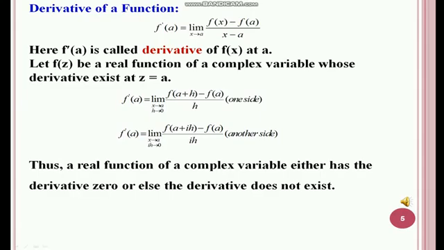Let f(z) be a real function of a complex variable whose derivative exists at z = a. Then f'(a) is on one side real. The formal definition is f'(a) = limit h tends to 0 of (f(a + h) - f(a)) divided by h. On the other side, it also has a limit: f'(a) = limit ih tends to 0 of (f(a + ih) - f(a)) divided by ih. Thus, a real function of a complex variable either has the derivative 0 or else the derivative does not exist.